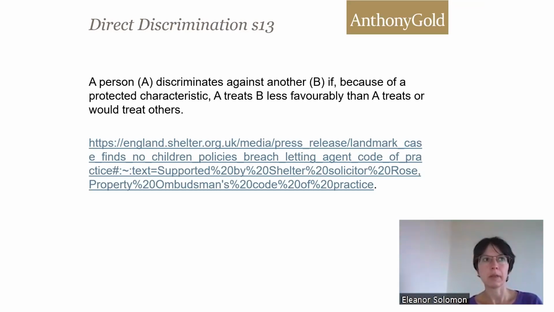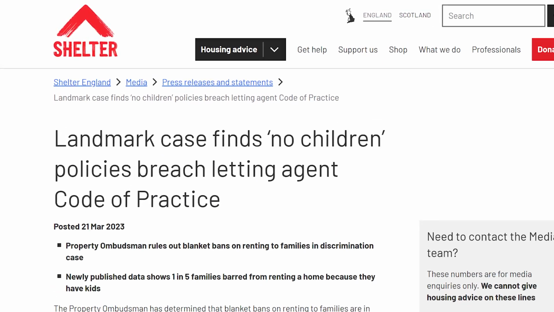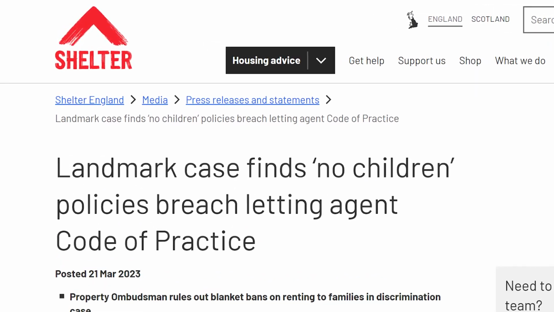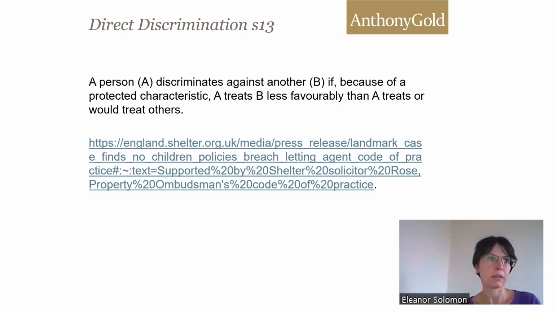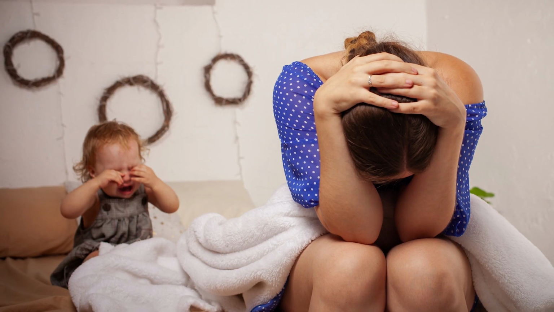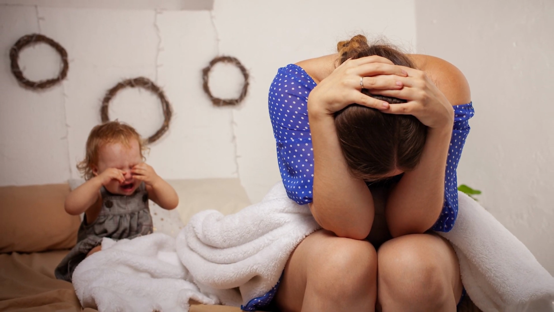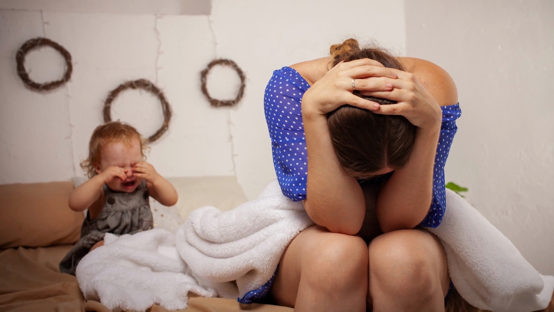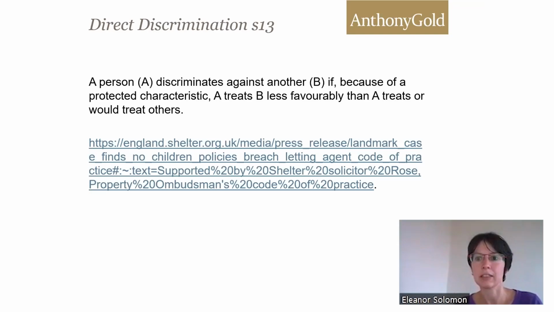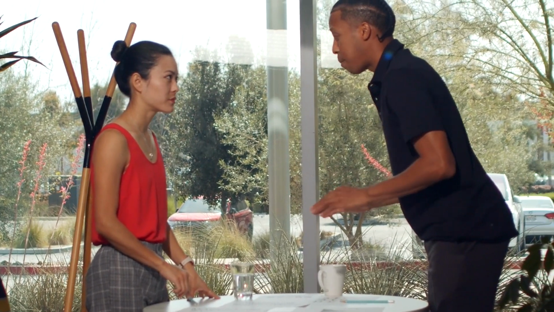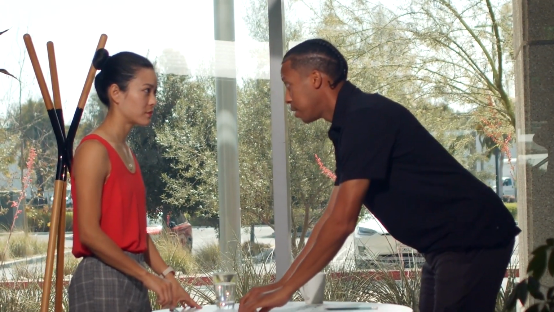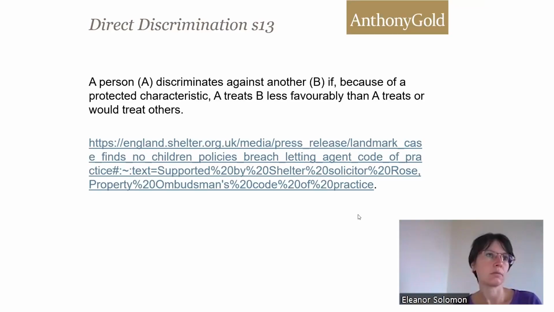And what I've put up here is a link to a case by Shelter, actually. This case by Shelter didn't use the Equality Act, as far as I can see. They used the Property Ombudsman's rules, but this was finding that basically policies against letting properties to children was unlawful because it broke the Property Ombudsman's code of conduct. But I think that is also an example of direct discrimination, and that's a really excellent case. And that's such a common scenario that letting agents and landlords say, sorry, no, we're not going to let to people with children. That is unlawful, especially if the property is completely suitable for children and has more than one room, etc.